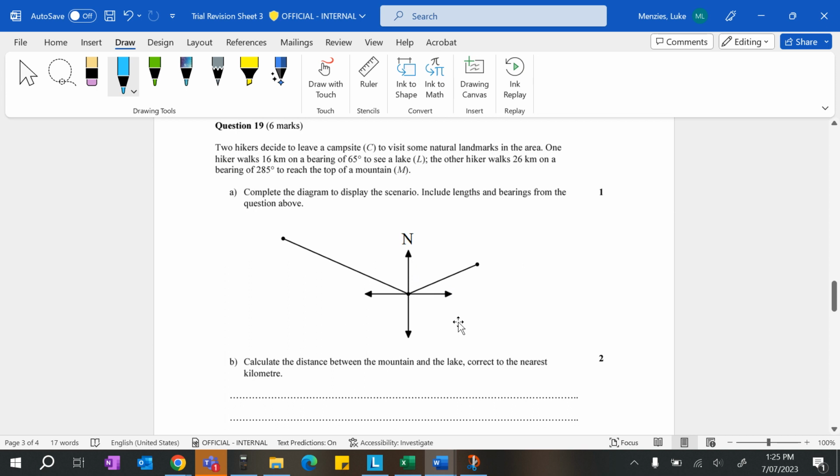I thought I'd throw a bearing one in there, and I don't know if I'm going to finish it, but we'll see how we go.